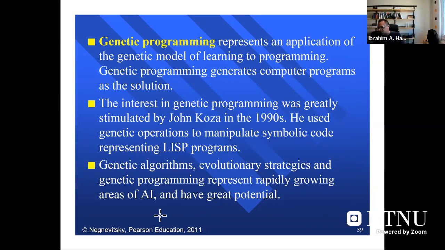Genetic programming represents an application of the genetic model of learning to programming. Genetic programming generates computer programs as a solution. In a genetic algorithm, you can use it for solving really very complex optimization problems, which could be single or multi-objective. But genetic programming, in fact, we can use for writing an equation. Imagine you have the function x squared. If you plot x squared, for example, you have a set of data, and we want to find an equation to represent this data, fitting an equation to the data. We can use genetic programming for doing it.